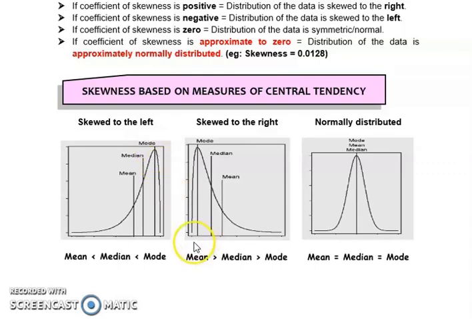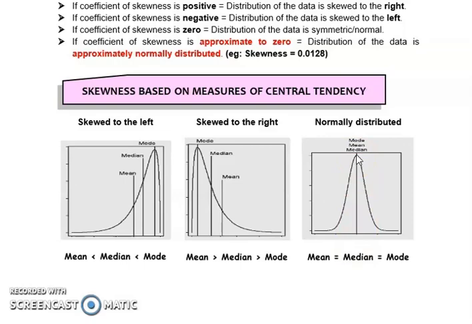In contrast, for this one skewed to the right, value mean here will be larger than value median, and also larger than value mode. Again, the highest peak here represents the mode value. However, if you get a perfect curve like this, it means the distribution is symmetric or normal, where value mean, value median, and value mode will fall on the center here, meaning they will be the same.